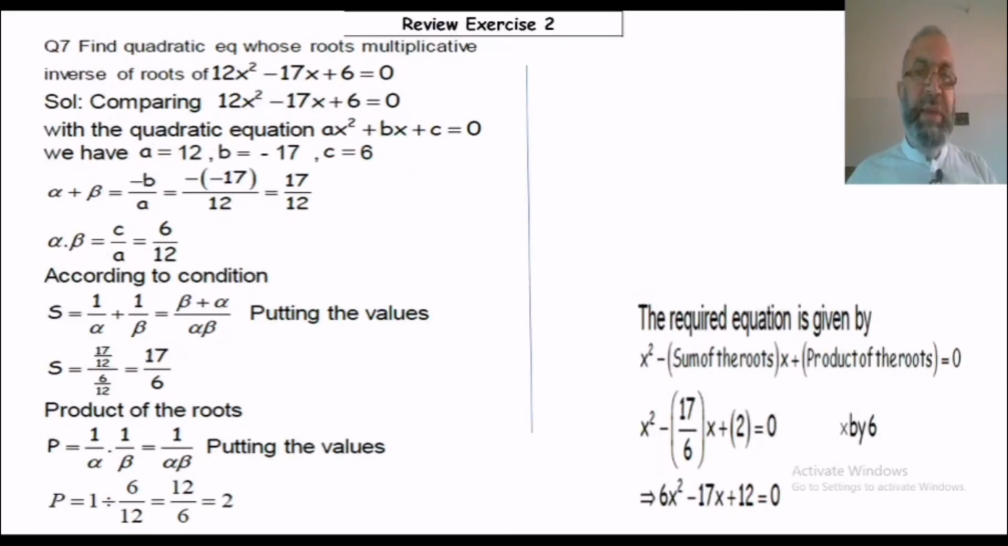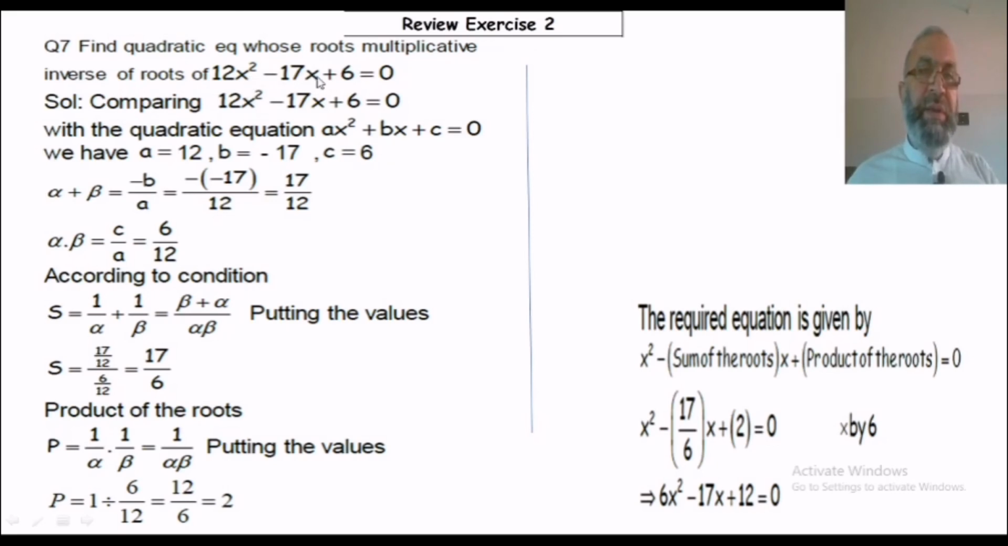Next we come to the review exercise. Review exercise, the same revision. It is very easy, so we take only those questions that have some difficulty or some problem. So let's take question 7. Find the quadratic equation whose roots are the multiplicative inverses of the roots of this quadratic equation. We are required to get the equation whose roots are the reciprocals, or multiplicative inverses, of the roots of the given equation.